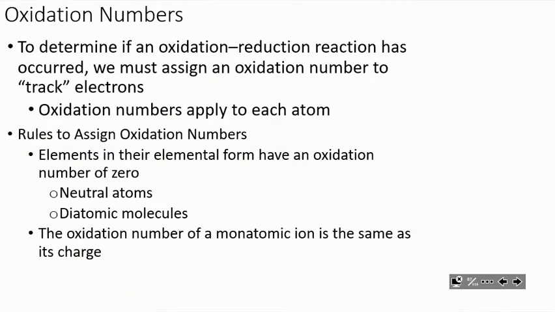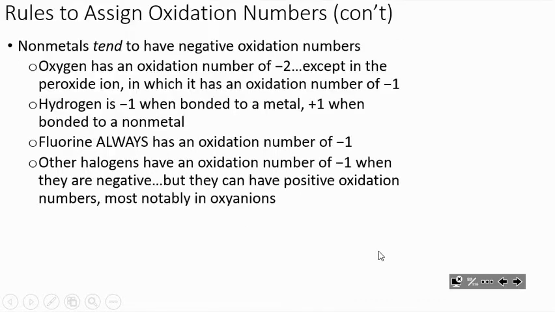All right, again, we determine if an oxidation reduction reaction has occurred. We have to assign those oxidation numbers to keep track of electrons. Oxidation numbers apply to each atom. And like I was showing you in the previous Word document, when we have a neutral atom, it's 0. Diatomic molecules, your Brinkelhoffs, they're also going to be 0. And then the monoatomic atom is going to be the same as its charge.